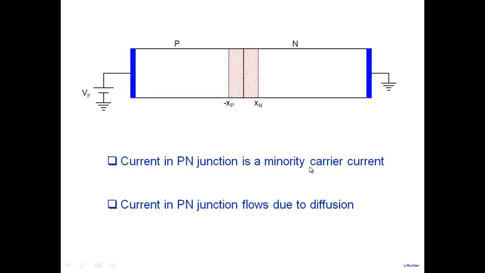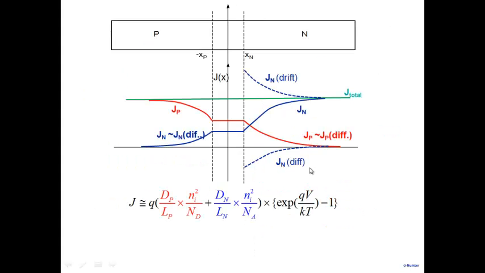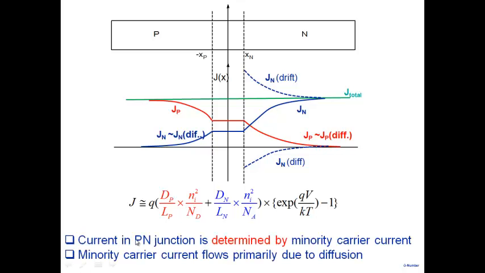Current in a PN junction is a minority carrier current? No, but what would you like to say then? Is that a more appropriate statement? Current in a PN junction is determined by minority carrier current. It's not that it is minority carrier current. It's determined by minority carrier current components.